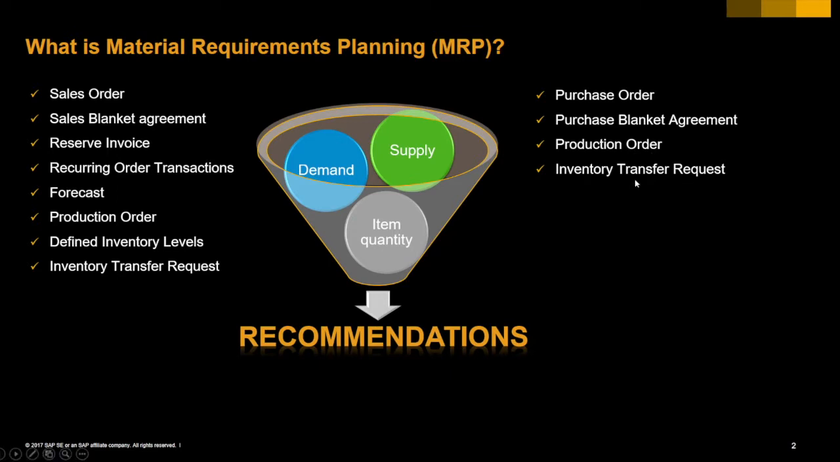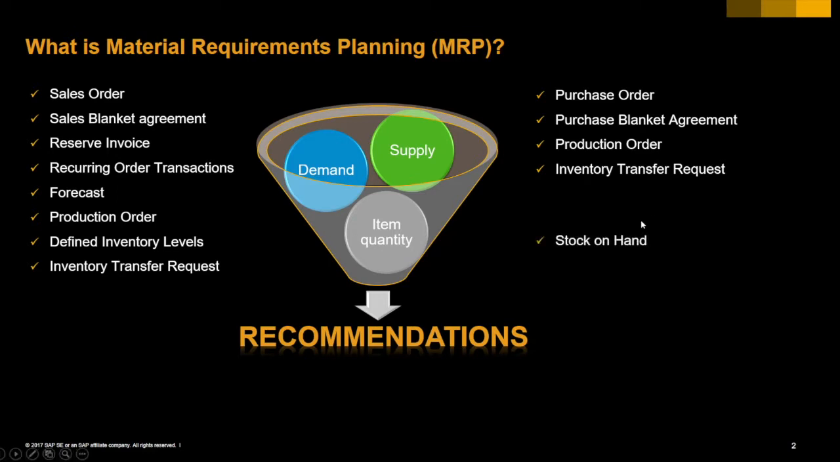And we also have things such as inventory transfer requests. So if you're an organization that has multiple warehouses, you can then treat another warehouse as a means of supply. And MRP can bring this all in and then produce these recommendations.